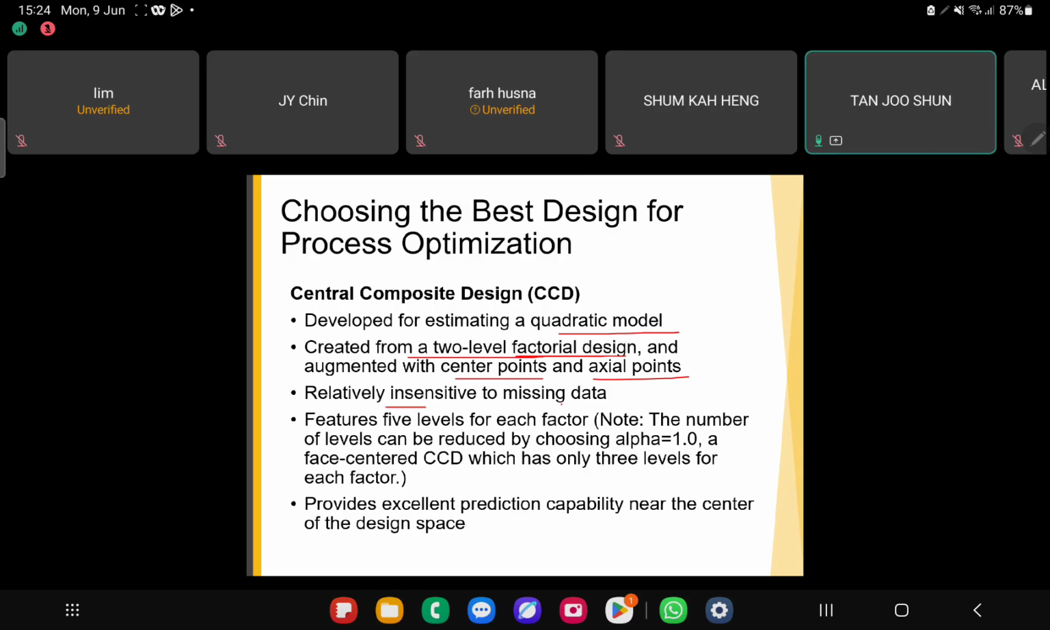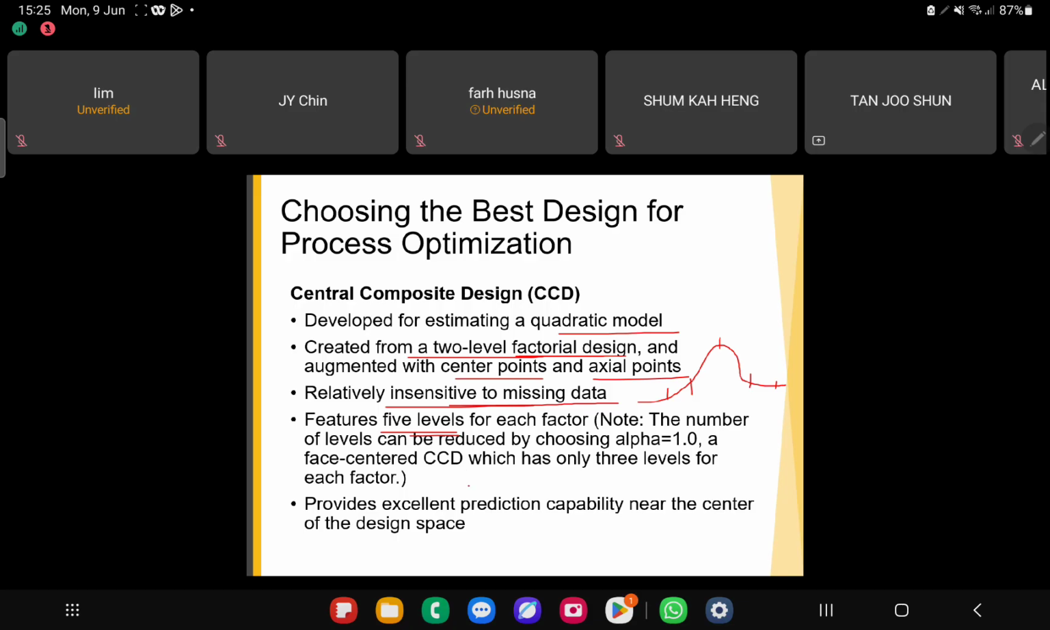Is less sensitive to missing data. For example, there are 20 runs. If you miss 1 or 2 runs, you only have 18 runs, they're still able to predict the optimum condition for you. But CCD is using 5 levels: 1, 2, 3, 4, 5. So they are using 5 levels instead of 3 levels.